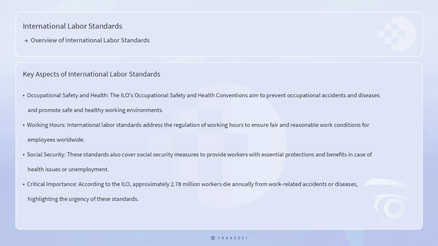In addition to these core areas, international labor standards address various other aspects of employment, such as occupational safety and health, working hours, and social security. The ILO's Occupational Safety and Health Convention, 1981, and the Promotional Framework for Occupational Safety and Health Convention, 2006, aim to prevent occupational accidents and diseases and promote safe and healthy working environments. According to the ILO, every year, approximately 2.78 million workers die from work-related accidents or diseases, underscoring the critical importance of these standards.